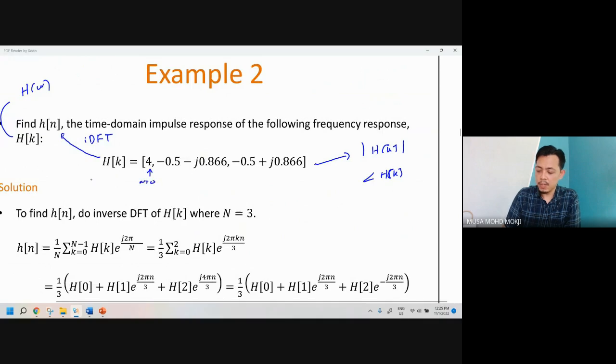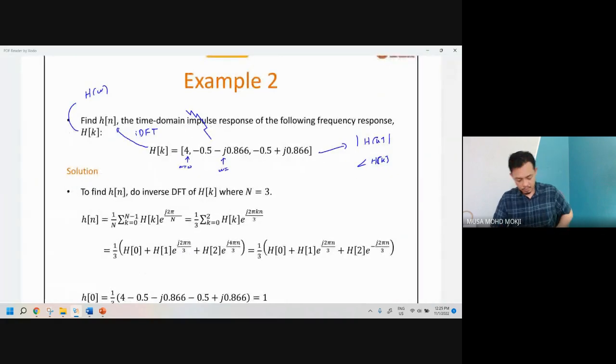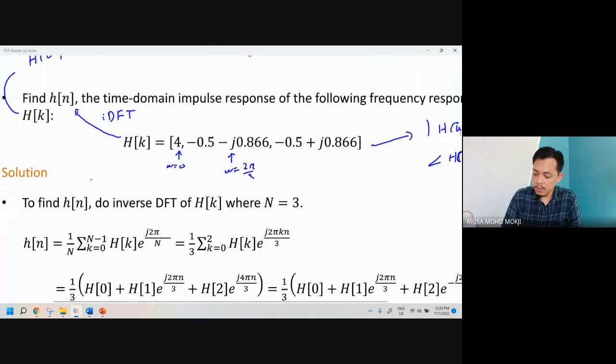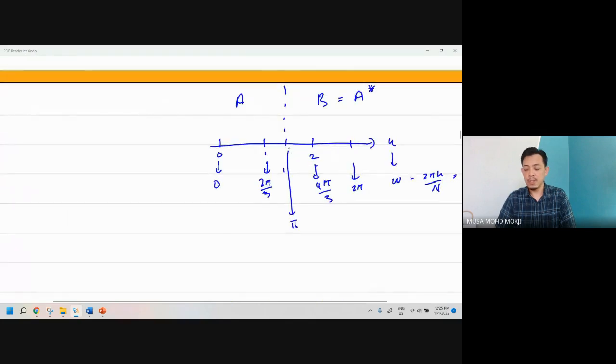So if you check this one, this is at omega equals 0. And this is at omega equals 2 pi over 3. And this is omega equals 4 pi over 3. And somewhere between here is pi. So this is pi over here. So you have 2 pi over 3, this one, and then 4 pi over 3. So whatever value you have here, this one and this one is actually just a conjugate. This is a conjugate pair.